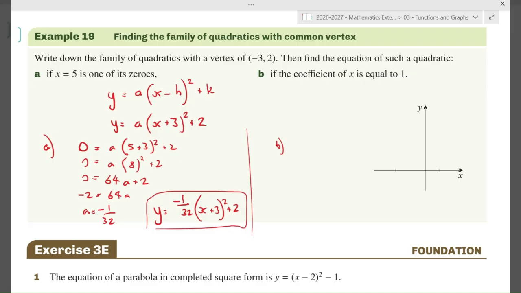Then for question B, it says if the coefficient of x is equal to 1. Well, remember it's in the form of ax squared plus bx plus c. So what we need to do is expand this out so that we know what a is actually going to be, because the a we've got there isn't necessarily the same. Let's expand it out and see what we get. What is x plus 3 all squared? Square the first. x squared plus 6x plus 9. So you get a outside of x squared plus 6x plus 9, plus 2. Agreed?